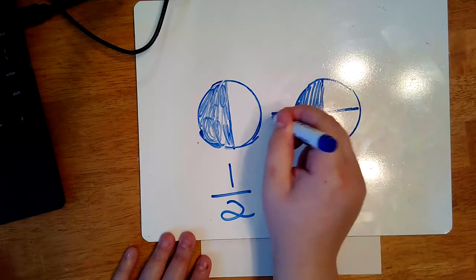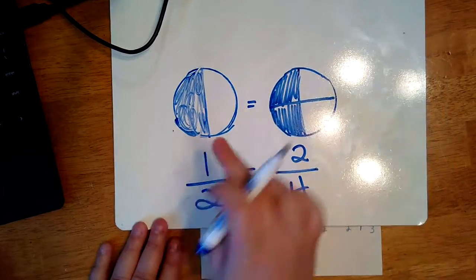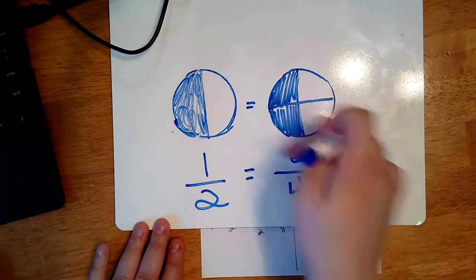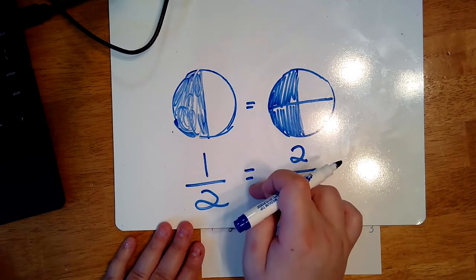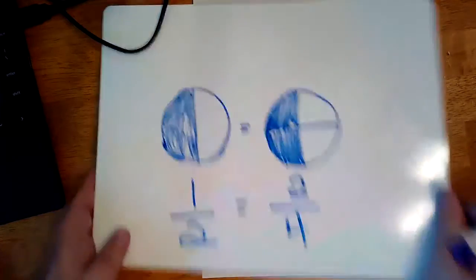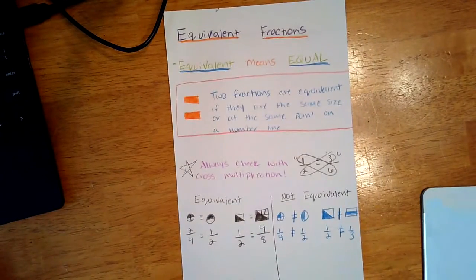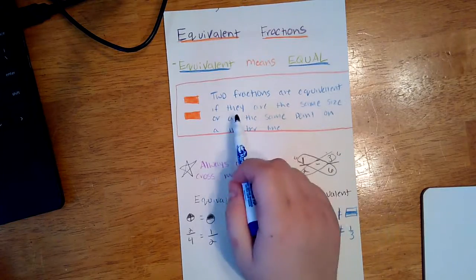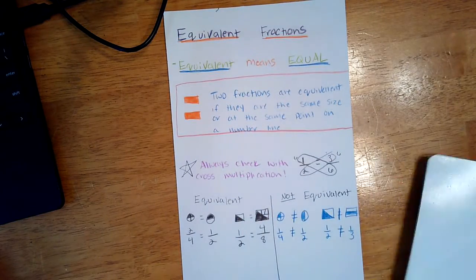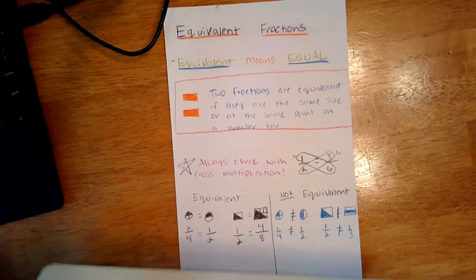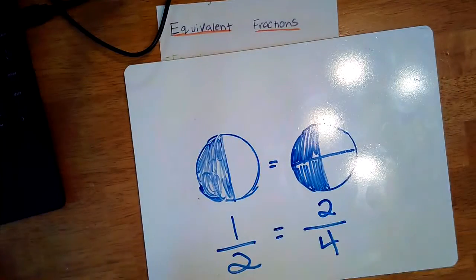If we look at these, we know that they are equal, right? Because this circle looks the exact same as this circle. So we know that 1/2 is equivalent to 2/4. Okay? So two fractions are equivalent if they are the same size or they are at the same point on a number line. So if we take this exact example and we use a number line, I'll just erase it.